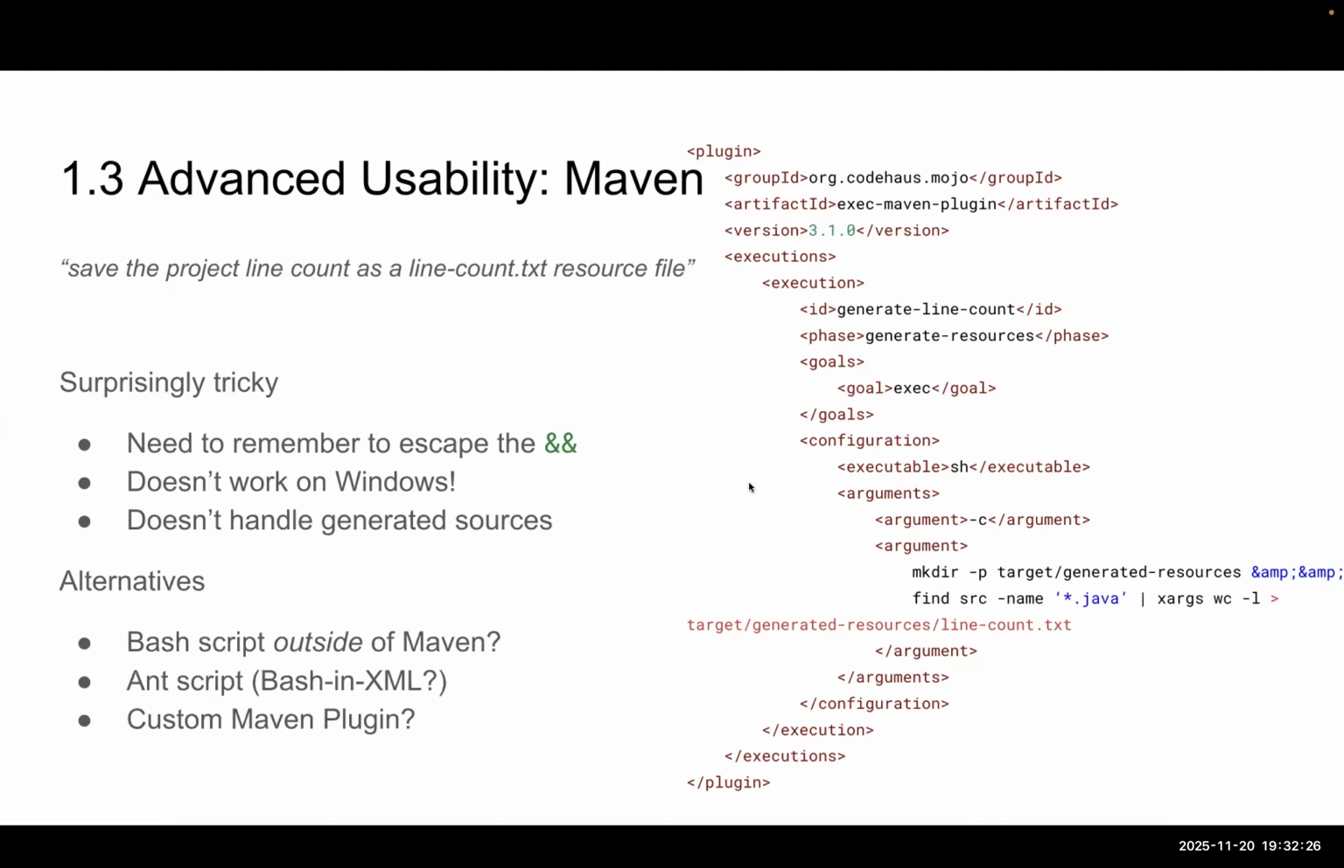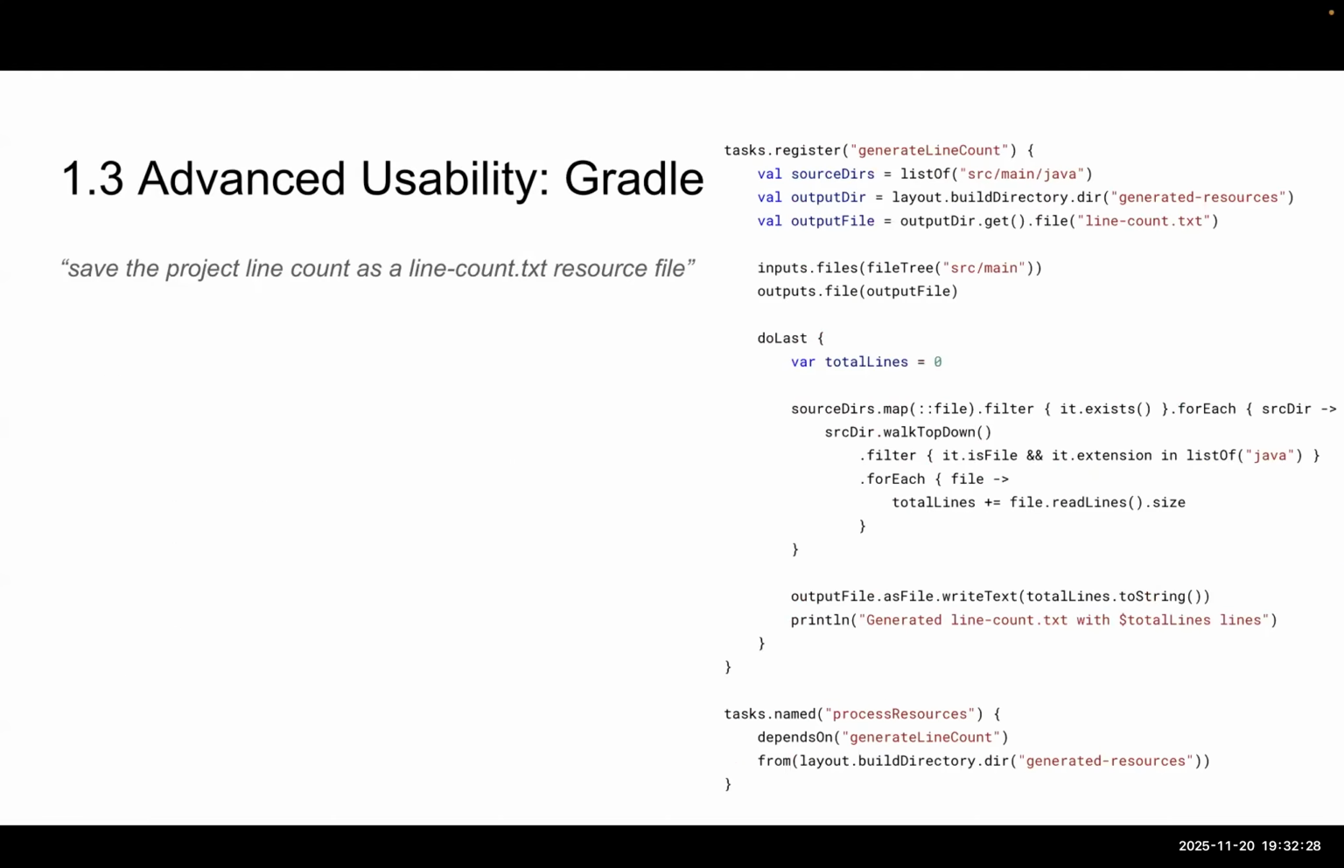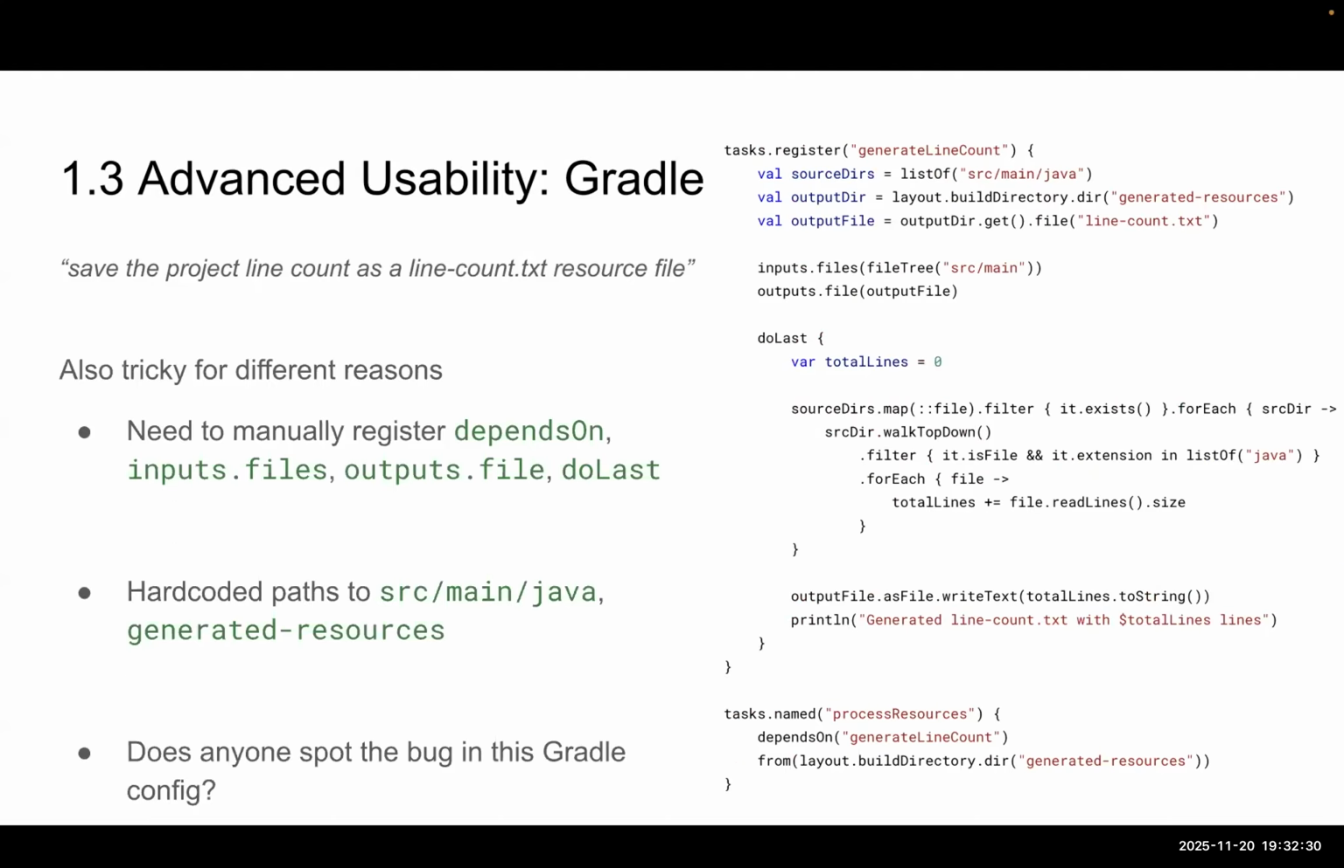So that's Maven. Gradle has a different set of problems. With Gradle, you don't have Windows problems because it runs on the JVM in Kotlin or Groovy. You don't have XML escaping problems, but you still have a lot of trickiness in the Gradle config. This Gradle config also has a bug that probably no one here will be able to spot, which is that we have registered the wrong folder as the input folder here.